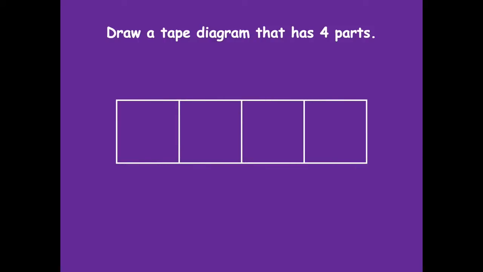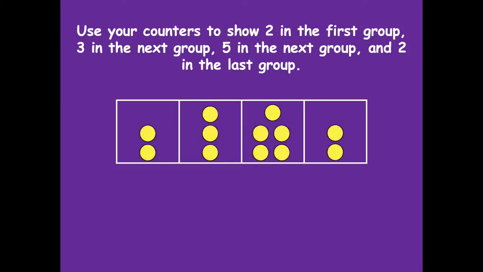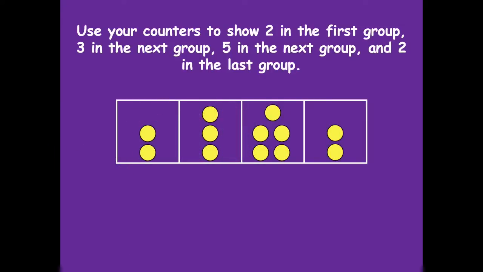All right, friends, pause if you need more time. Otherwise, here are my 4 parts of my tape diagram. Use your counters to show 2 in the first group, 3 in the next group, 5 in the next group, and 2 in the last group. So it should look just like this. Go ahead and pause the video, place your counters in each group, and then click play when you're ready for the next step.